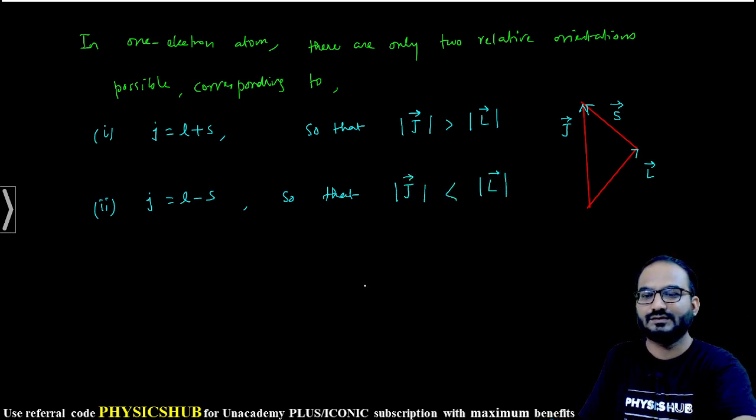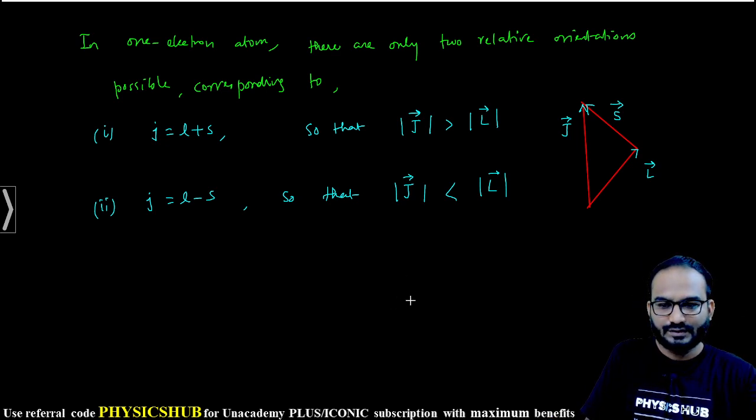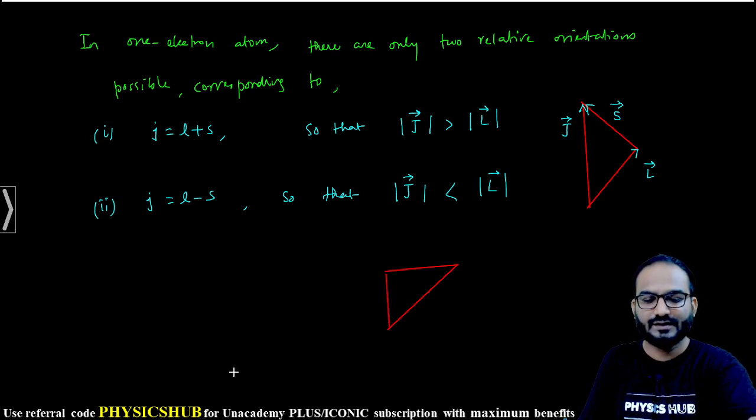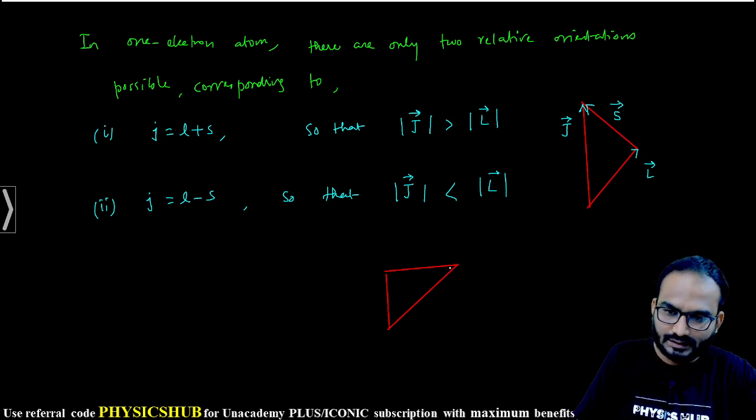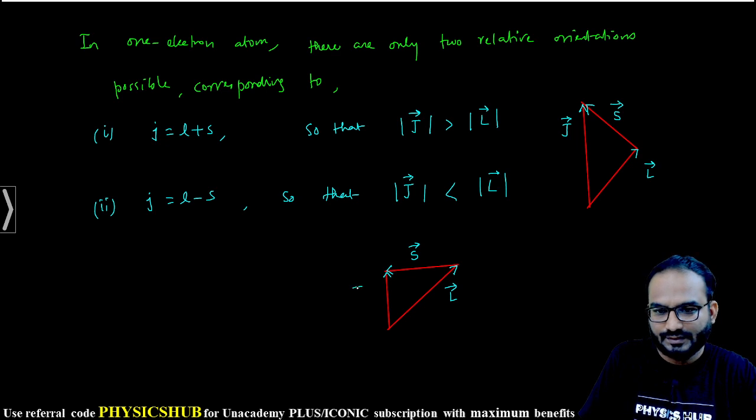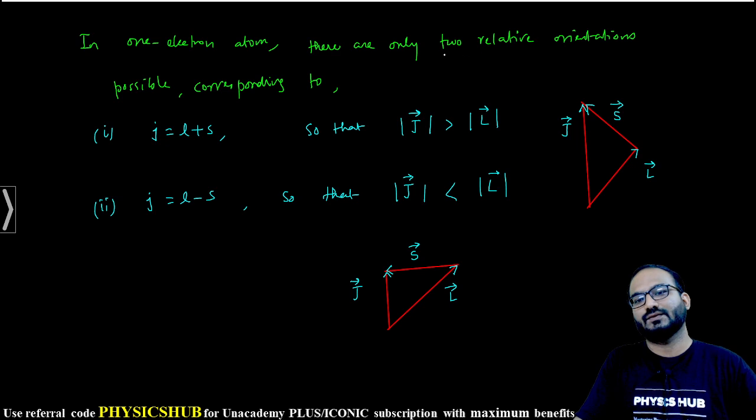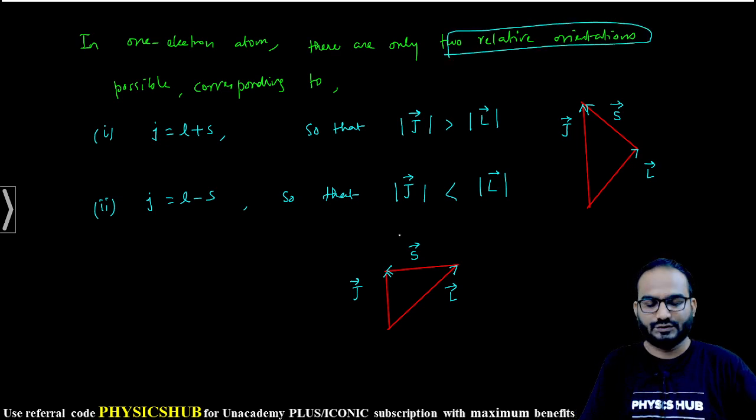Let's try to understand it pictorially again. So let's say this is your L, and this is your S, this is your J. So in this way you can realize the scenario. This is your L and minus S, so it is going in this direction. So this will be your J, and obviously you can see J is less than L. So in this way, two relative orientations are possible.